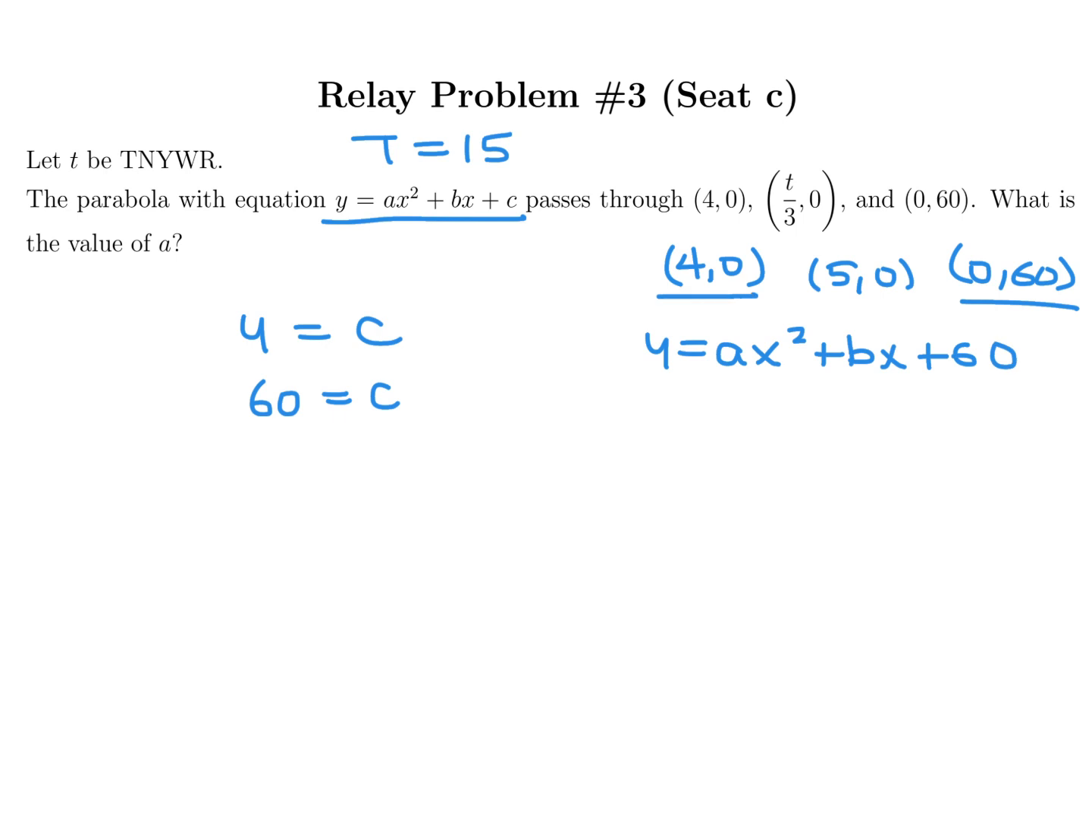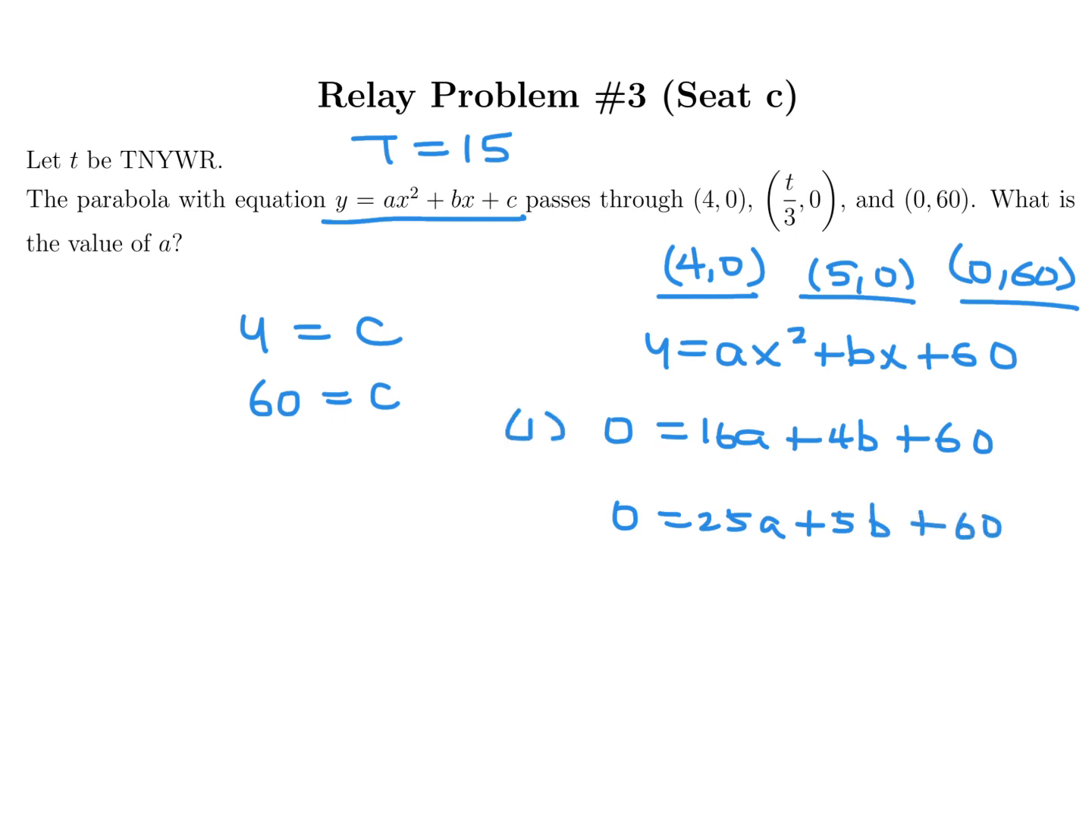Okay, now let's try this guy. That's going to give me 0 is equal to 16a plus 4b plus 60. And then if I substitute that guy, it's going to be 0 is equal to 25a plus 5b plus 60. Okay, call this equation 1, call this equation 2.